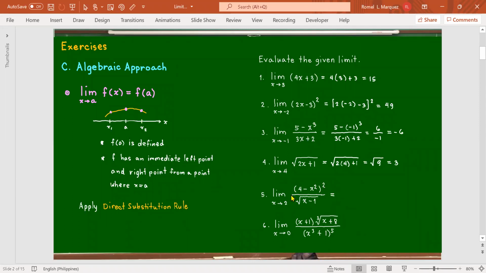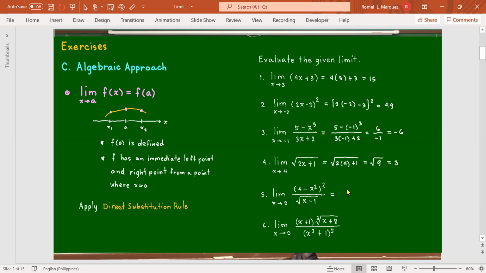Let's see if there is no problem around x equals 2 or near x equals 2 and together with x equals 2. So there is no problem, no? So guaranteed that there is an immediate left point and immediate right point from x equals 2 here, no? Okay?